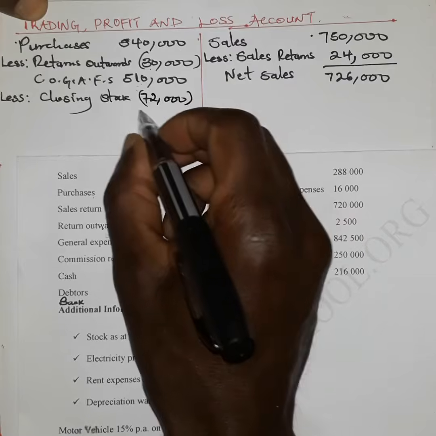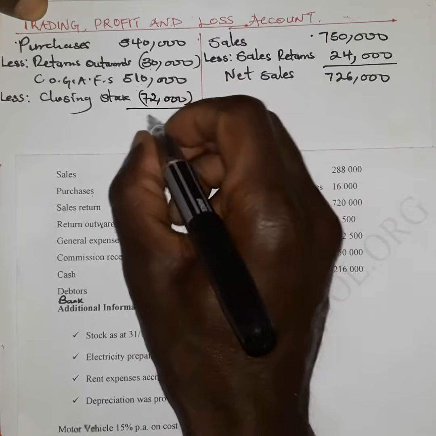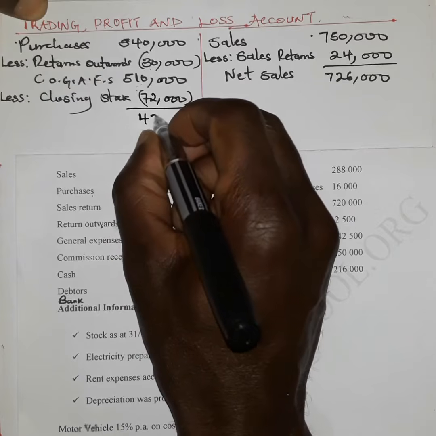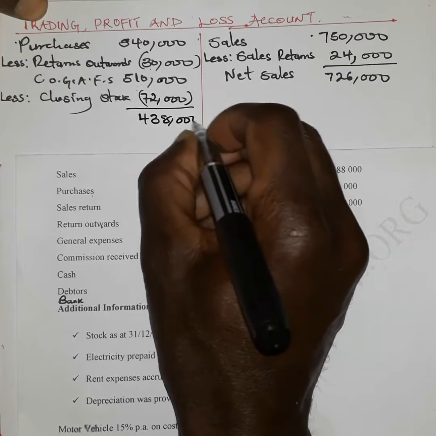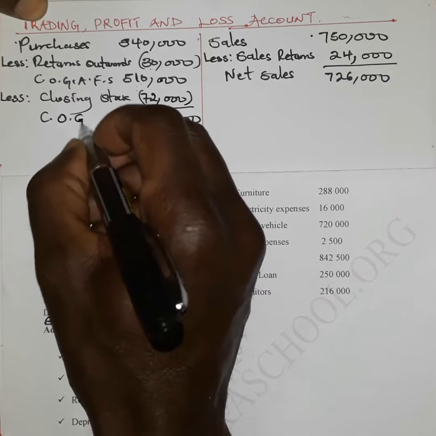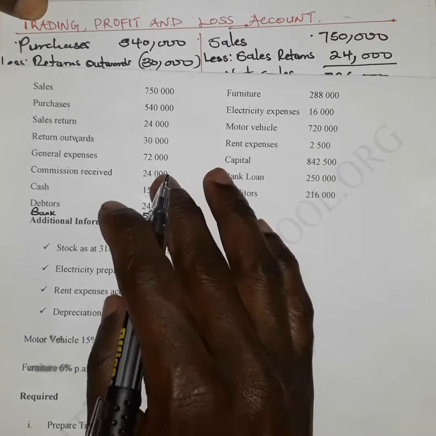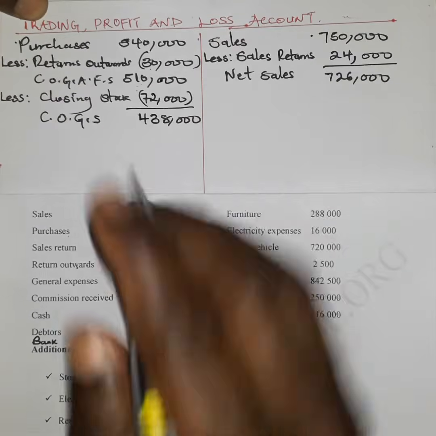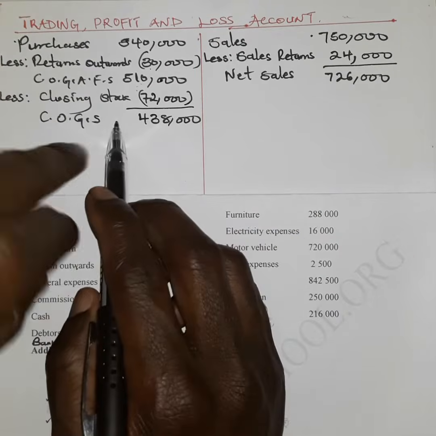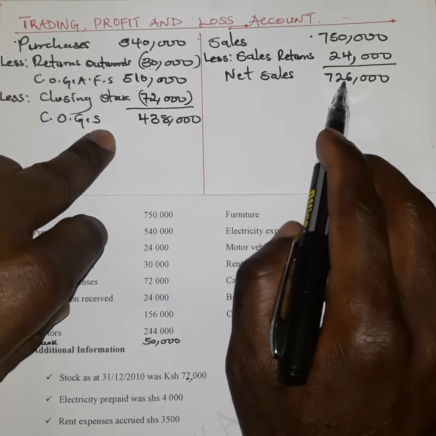72,000. When we less it from this one, we get a value of 438,000. So this one is the cost of goods sold. That is the cost of what was sold. So the cost of goods sold is like an expense which was incurred when these sales were being made.